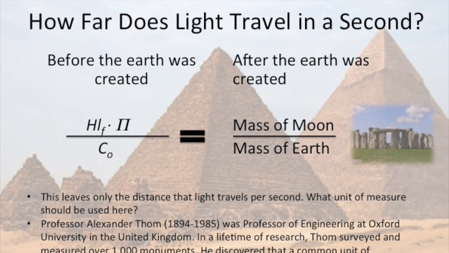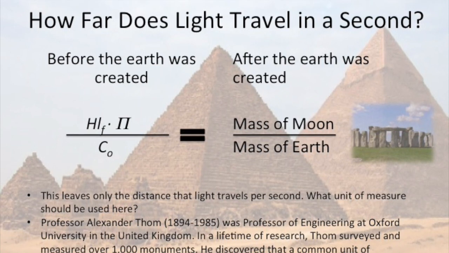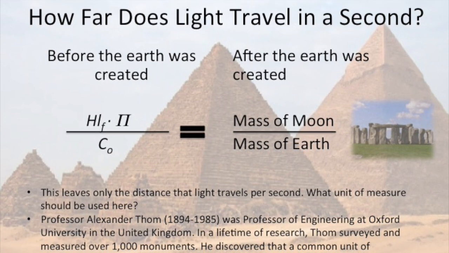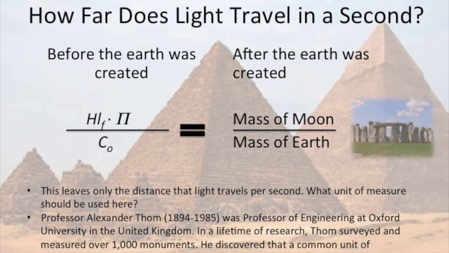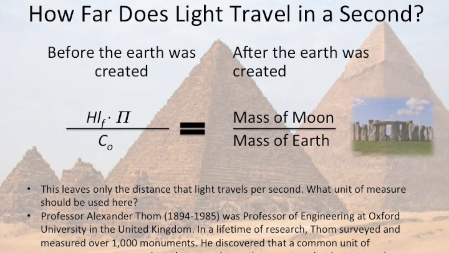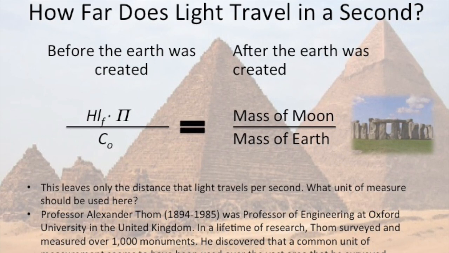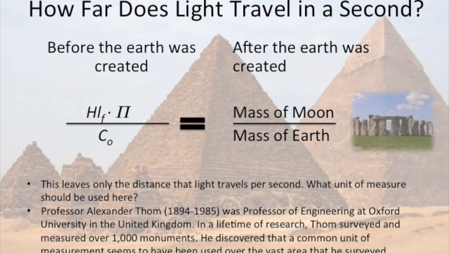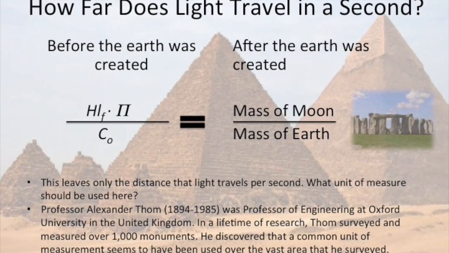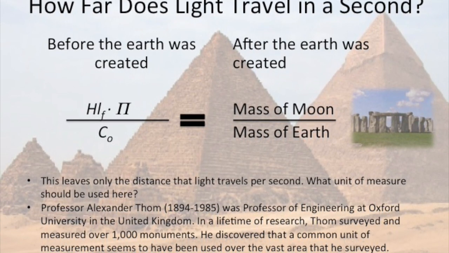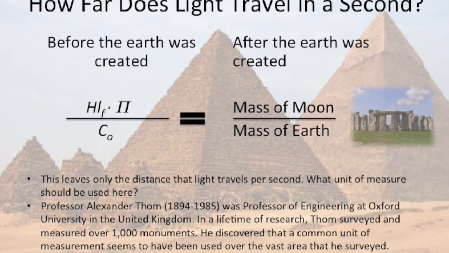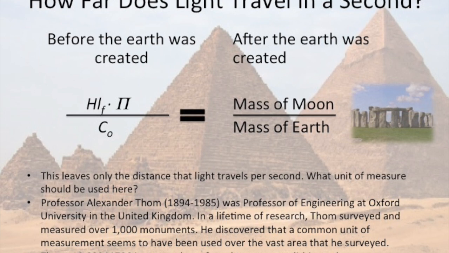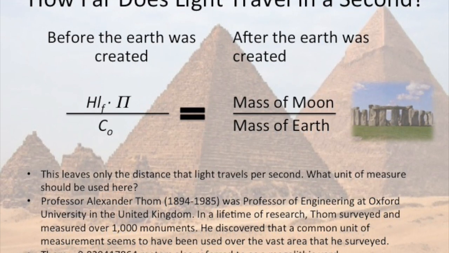Professor Alexander Thom was a professor of engineering at Oxford University in the United Kingdom. Over a lifetime of research, Thom surveyed and measured over 1,000 monuments. He discovered that a unit of measure seems to have been used over and over again throughout the vast area that he surveyed. The Thom is equal to 0.829, etc., meters, and has been termed a megalithic yard to reflect its association with megalithic structures. Now, Thom measured primarily structures like Stonehenge in England. However, since Thom, it has been associated with the pyramids and other megalithic structures throughout the world.